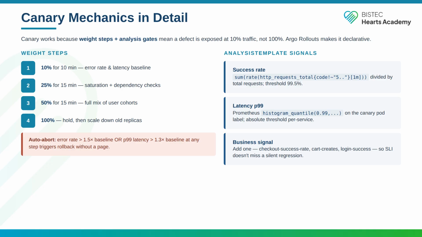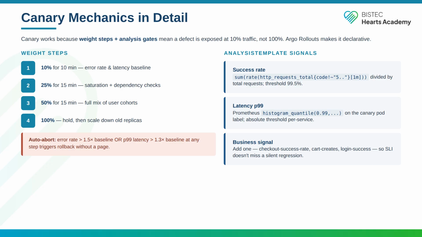scale down old replicas. The auto-abort rule: error rate greater than 1.5 times baseline or 99th percentile latency greater than 1.3 times baseline at any step triggers an automatic rollback without paging anyone. This is the rule that makes Canary safe. If your Canary does not auto-abort, it is not a Canary, it is a slow rollout.